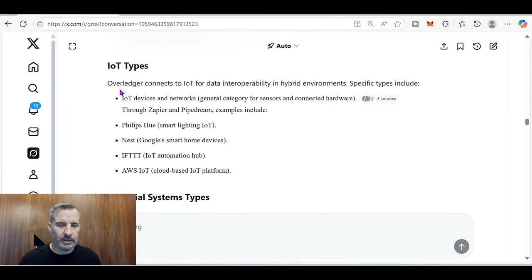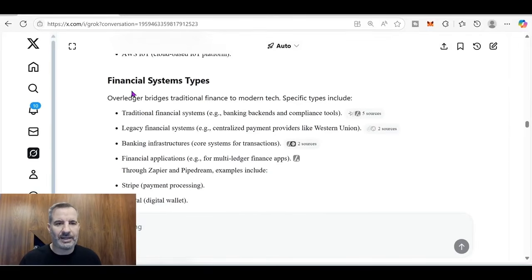It can also interconnect any IoT type, so Internet of Things devices and networks, smart lighting IoT, Google Smart Home devices, IoT Automation Hub. It can also connect, like I was telling you, cloud-based IoT platforms. It can connect any type of financial system, traditional financial systems, banking backends, and compliance tools.